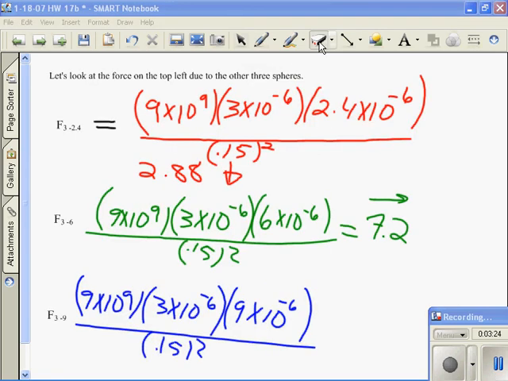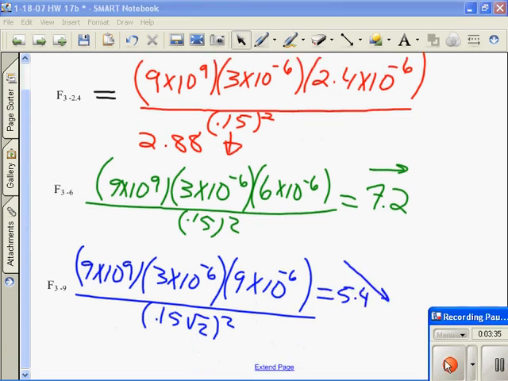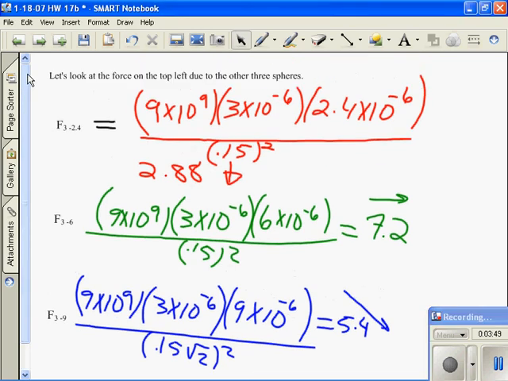So let's go ahead and do a little bit of erasing here. Square root of 2 squared. Now we'll try it. So 5.4 in the, basically down at a 45-degree angle. So let's see what we have up to now. We have our 5.4 in a 45-degree angle downward. We have a 7.2 straight to the right. And we have a 2.88 going straight down. Let's add all these bad boys together.